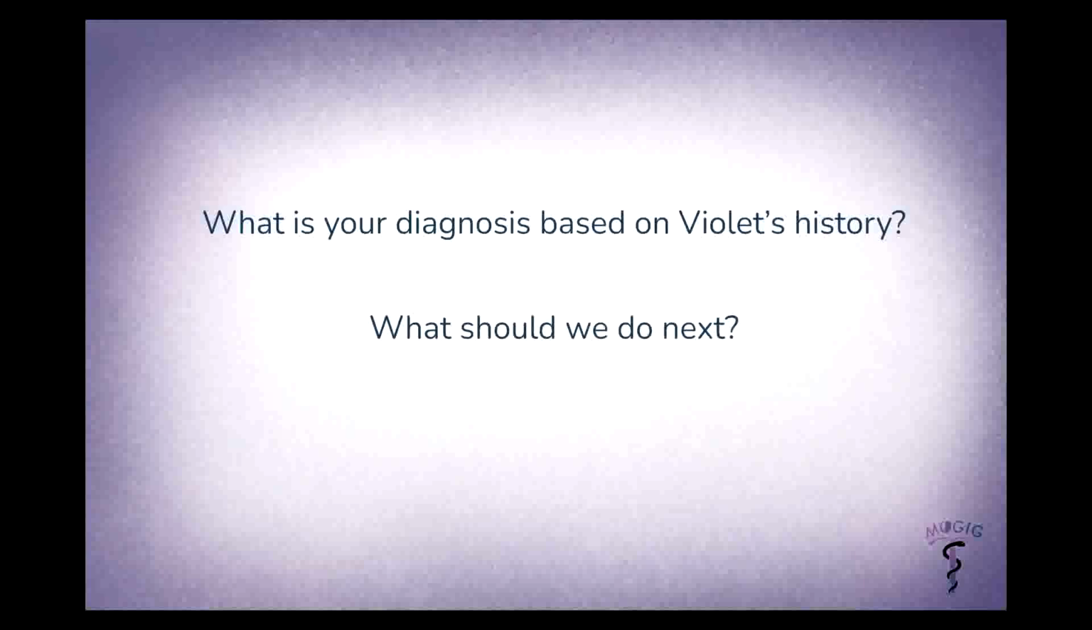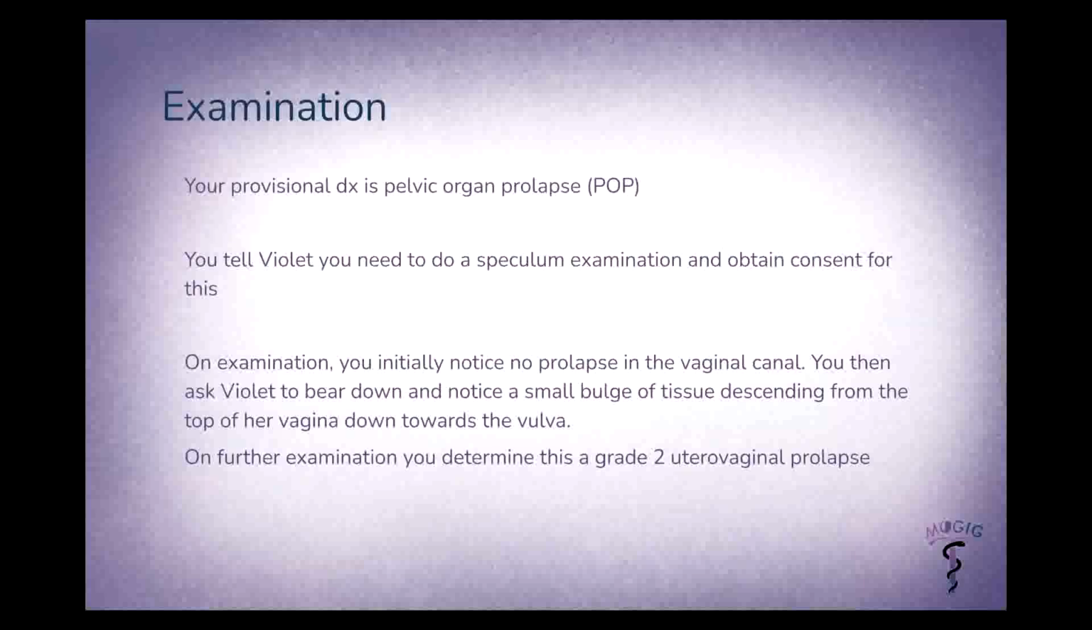So what is our diagnosis based off Violet's history, and what should we do next? From what Violet's told us, it sounds like she's got a history that's very consistent with pelvic organ prolapse. Therefore, we should manage it as if this is pelvic organ prolapse and examine her to make sure that this is the case. So the provisional diagnosis is pelvic organ prolapse, or POP.